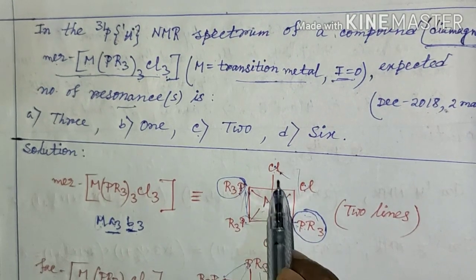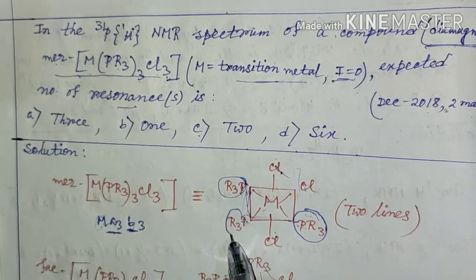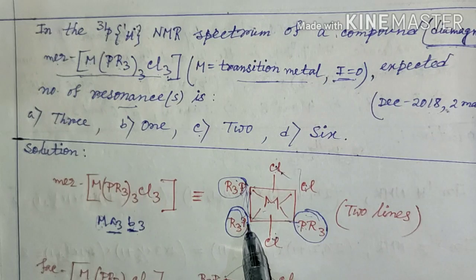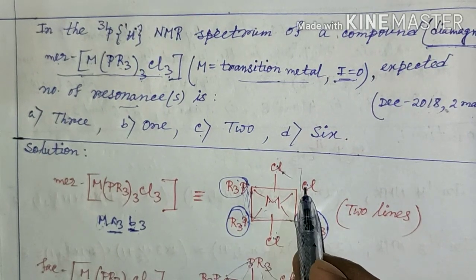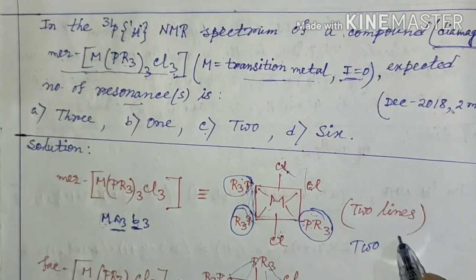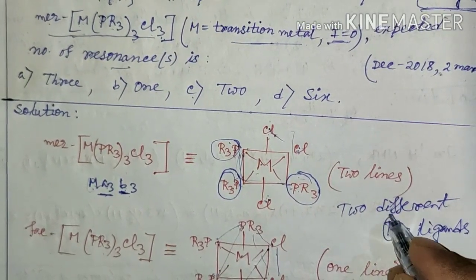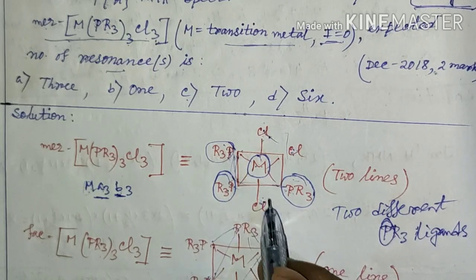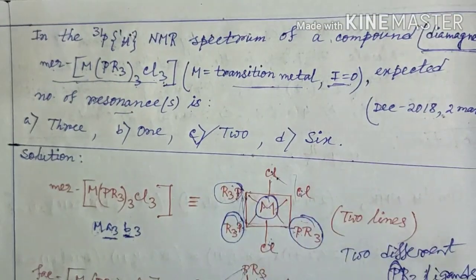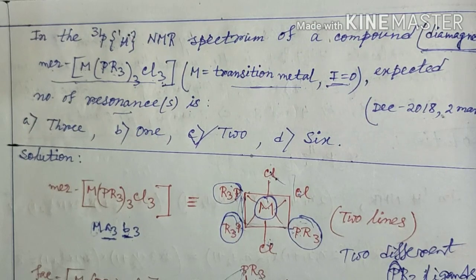Since for these two ligands all the chlorine ligands are cis, and this PR3 ligand is non-equivalent to these ligands, since for this PR3 one chlorine is trans and two chlorines are cis. That means there are two different PR3 ligands, that means two different phosphorus nuclei. So there will be two lines corresponding to two different phosphorus nuclei. That is, option C is the correct answer. We have to just identify how many resonances are possible for this complex.